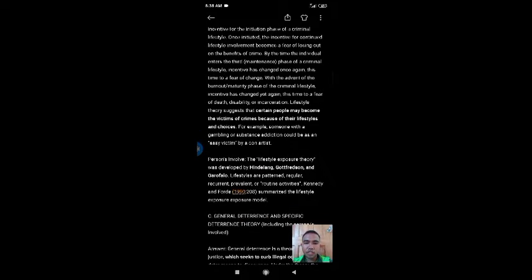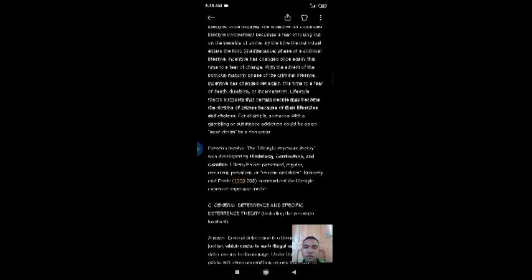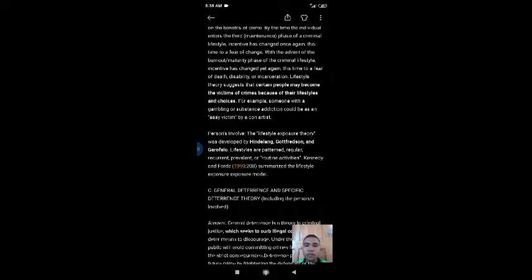Lifestyle theory suggests that certain people may become the victims of crimes because of their lifestyles and choices. Yes, because now and then, there are lots of people who choose their friends wisely, and some of them go to strangers who maybe can harm them and can make their life go into a risky place. For example, someone with a gambling or substance addiction could be an easy victim of a con artist.